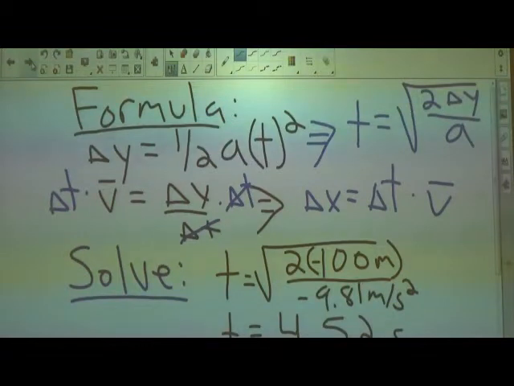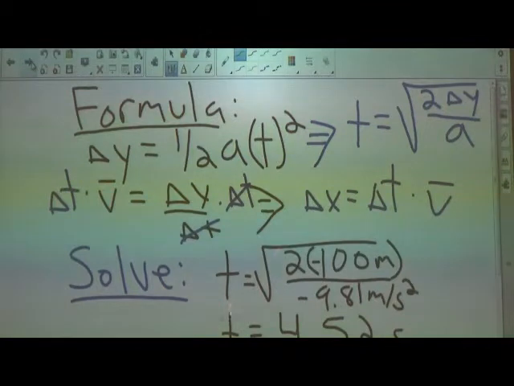Now the reason you want time is because you want to find out how far it went horizontally, which is the displacement in the x direction. So here's the formula you're going to use for that, which is average velocity equals displacement over time. You want displacement in the x direction, so you're going to multiply time by both sides. It cancels out here, so this is now the formula you're going to use. You get your final answer. Displacement is the change in time times average velocity.